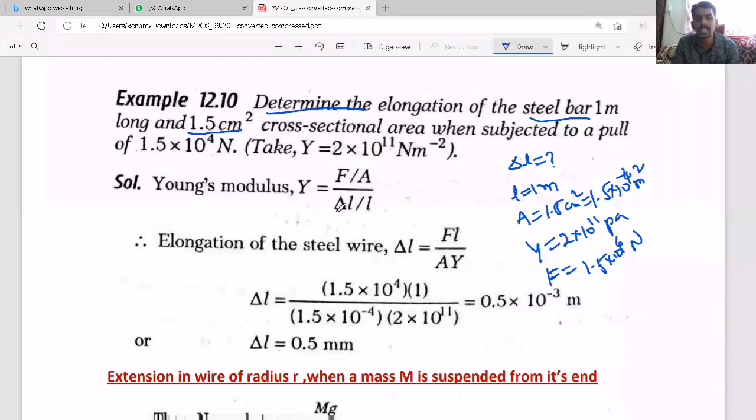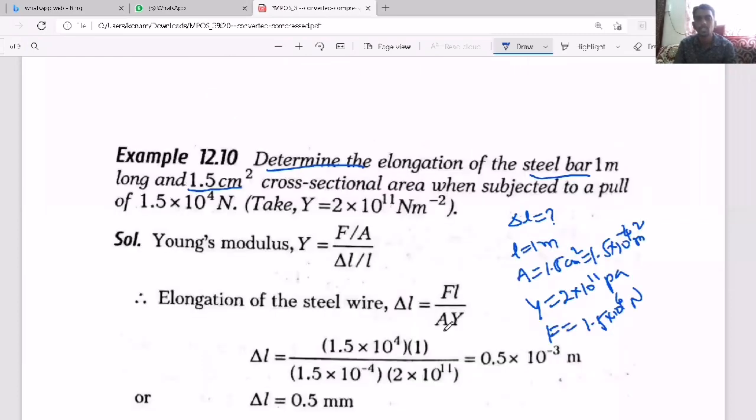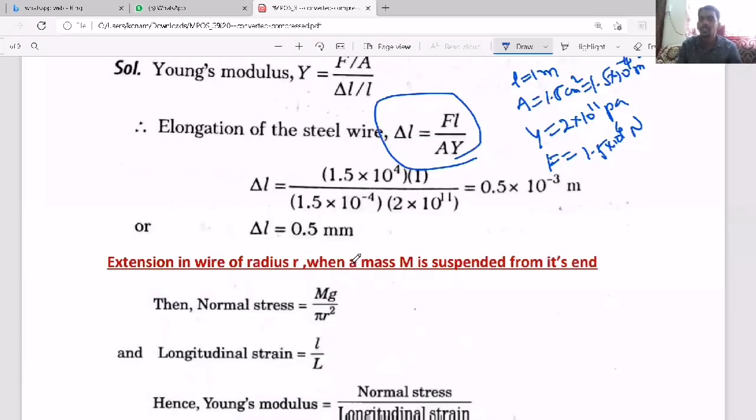Now what is the formula? What they are asking? Delta L. Just before I have given. So just substitute in this formula, delta L equal to. So if you substitute, then what else is remaining? Just you need to take care about proper calculation without any mistake. So such kind of simple questions they can ask in the entrance point of view.